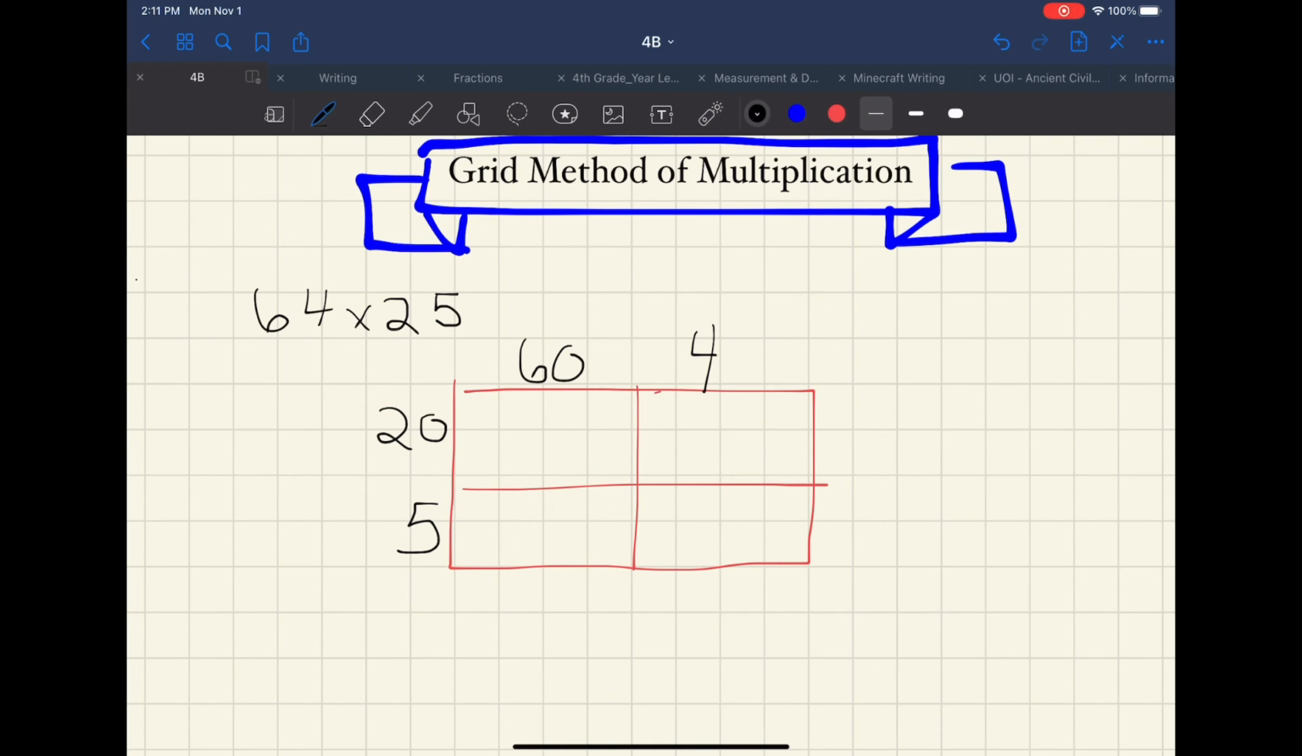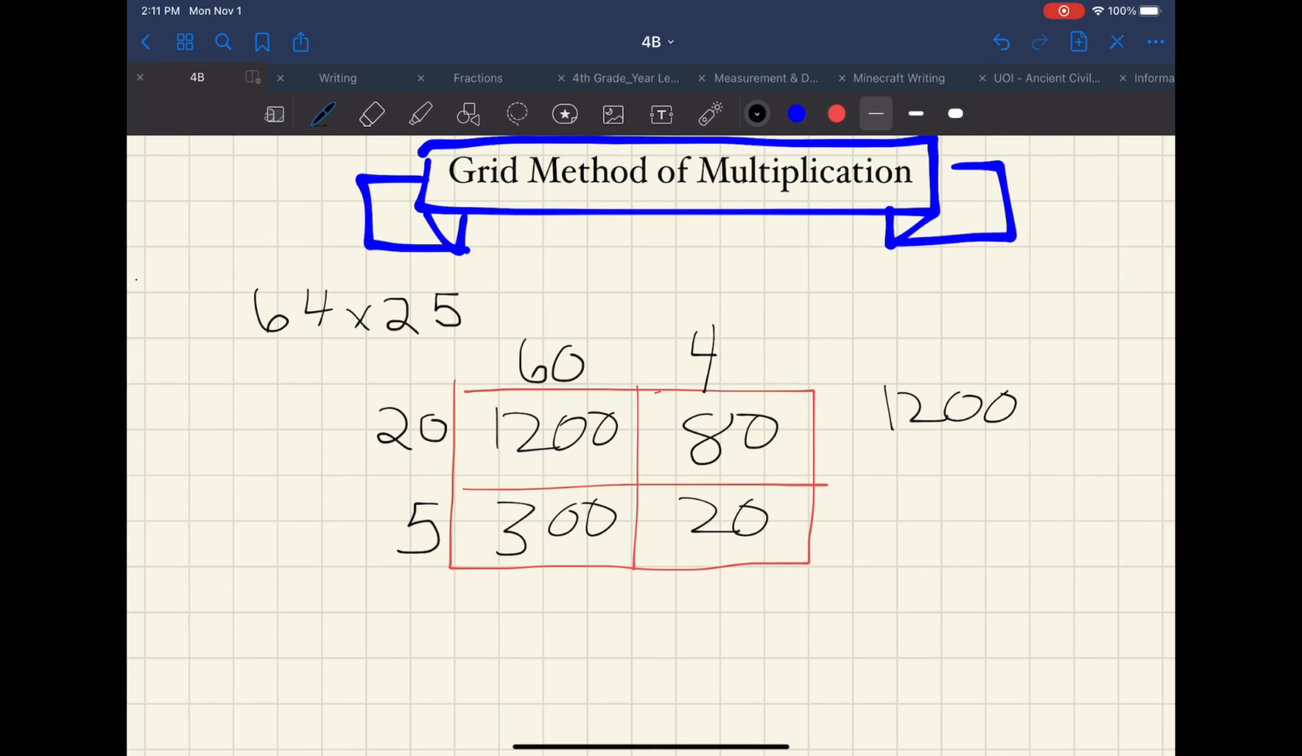So the first one would be 20 times 60. So I can go 2 times 6 is 12, and add the 2 zeros is 1,200. 20 times 4 is 80. 5 times 60 is 300. And 5 times 4 is 20.